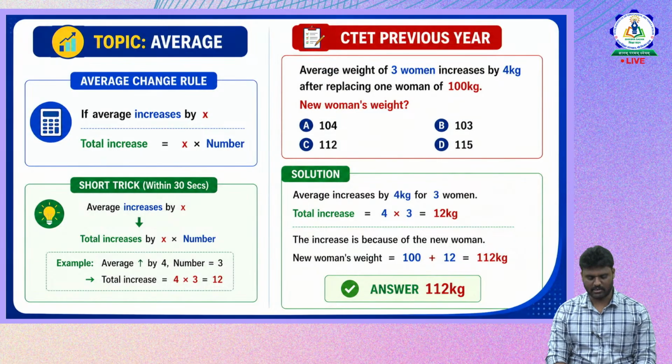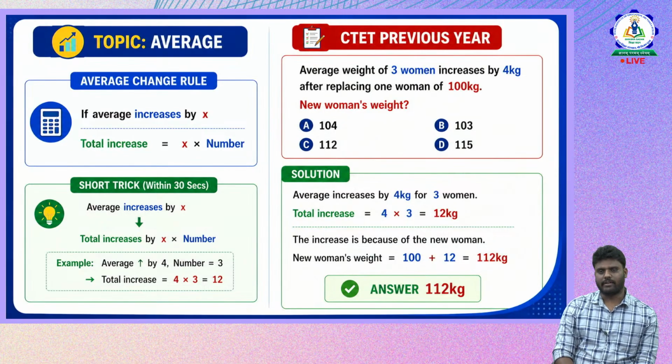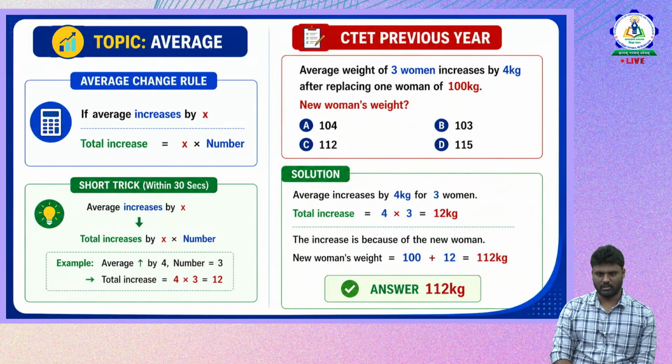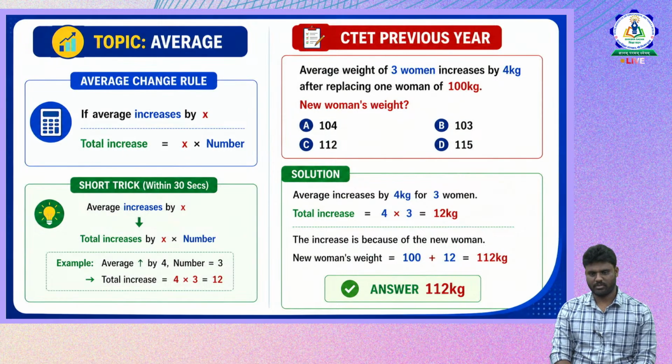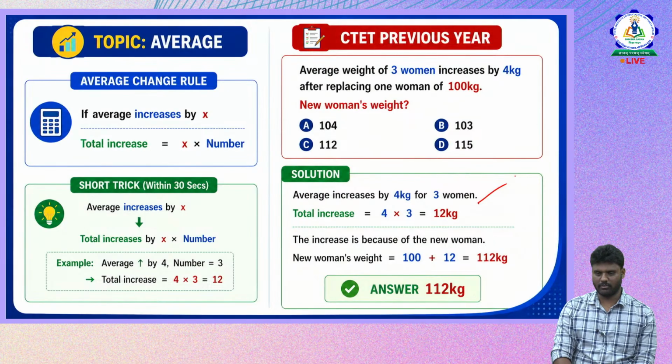So let us try to understand the question. What are they trying to ask here? The average weight of 3 women increases by 4 kg after replacing one woman of 100 kgs. That means if the average increases by x, the total increases by x into the number. Average increases by 4 kgs for 3 women. For 4 kgs, what will the total become here? 4 into 3, total 12 kgs will be increasing.